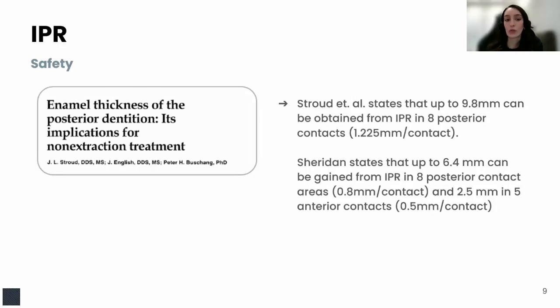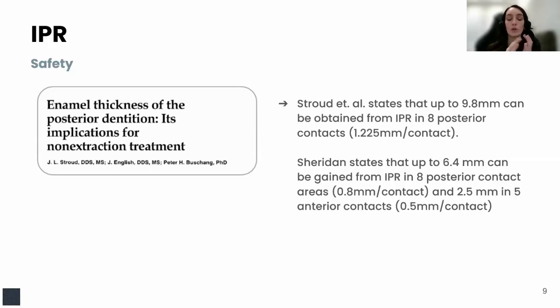Now, let's talk about more studies that discuss the amounts of IPR that can be safely removed. Some studies state that we can remove up to 9.8 millimeters of proximal enamel from 8 posterior contacts, which would mean that per contact, we can obtain 1.225 millimeters. Other studies state that we can remove up to 6.4 millimeters from 8 posterior contacts, which would mean that we can obtain 0.8 millimeters per contact.